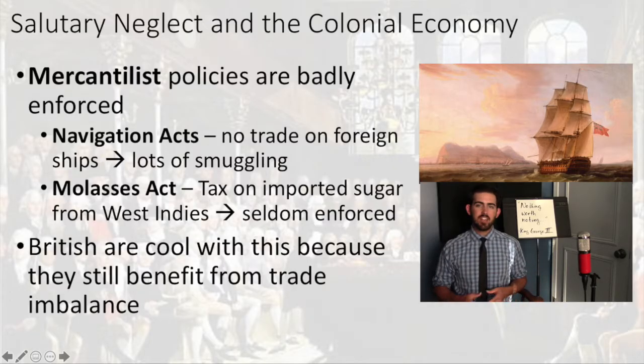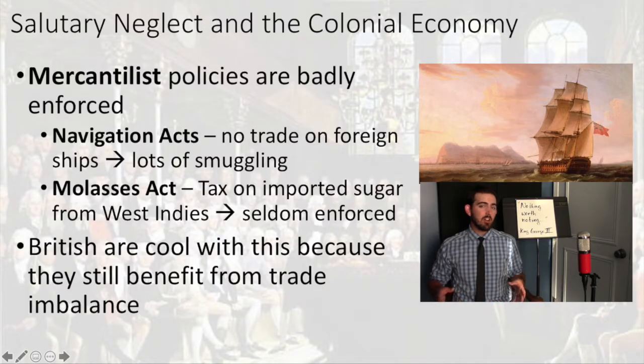Because of salutary neglect, no one was really enforcing the Navigation Acts or collecting the molasses tax. The colonists were therefore free to do business with pretty much whomever they wanted. So they did. Colonists traded widely with Dutch merchants, French merchants, and the Caribbean. They established trade relationships that cut England out of the equation. Many colonial port cities, like Boston, grew prosperous because of these trading patterns.